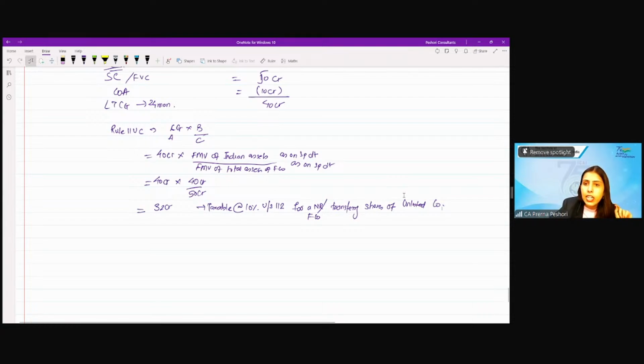Is this understanding clear? See, this question could be asked as part of case scenarios, or it can even be asked as a full-fledged question. This could also be part of an adjustment to the main question.